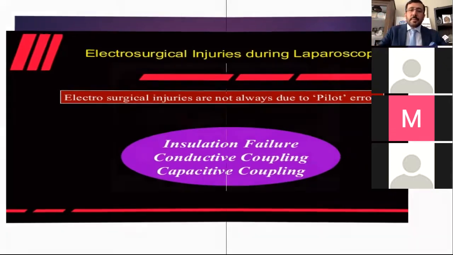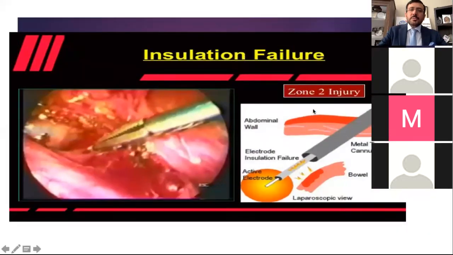These are some points to be careful about. Just you can see here, I have mentioned, insulation failure. What is insulation failure? If this is the insulation layer on your instrument, and there is damage, and you are working here, this is your active electrode, but if there is damage and there is small bowel, you can also damage the small bowel here due to this failure. So be careful always. These are the points you must know. You must check your instruments. Your nurse must be oriented, because when you reuse these instruments, there is chance of damage of this layer.